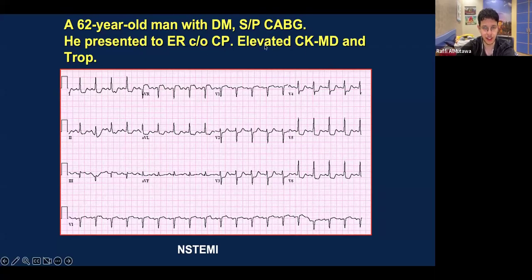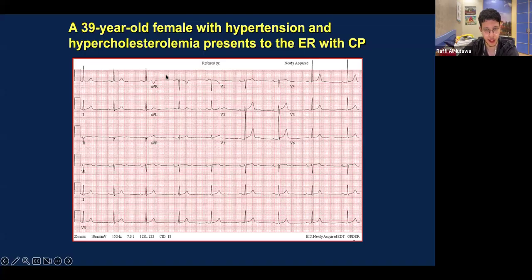Yeah, exactly. The elevated enzymes. If the enzymes were normal, we would not call this an NSTEMI. We would call this what? Not many of you guys brought that up. Unstable angina. Exactly. Good job. You guys are very smart, mashallah.